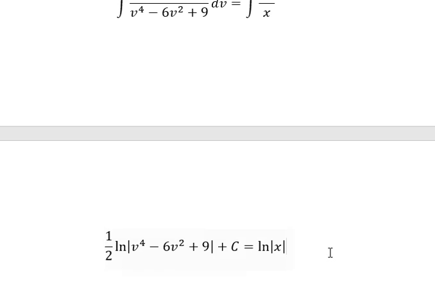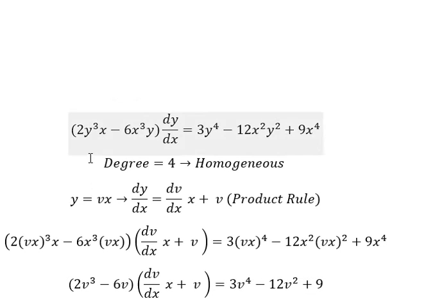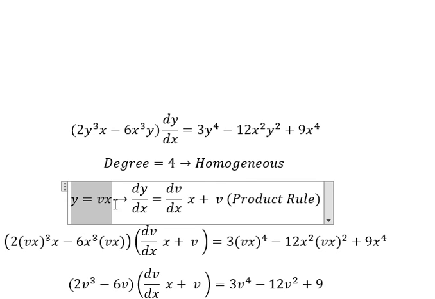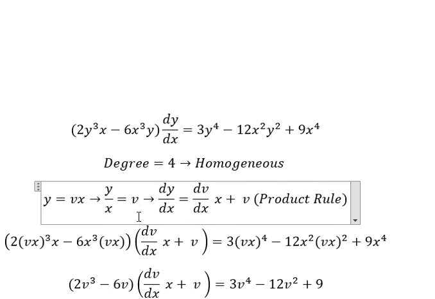Next, about phi, that is this one. So we divide both sides by x. And now we need to change v into this one.